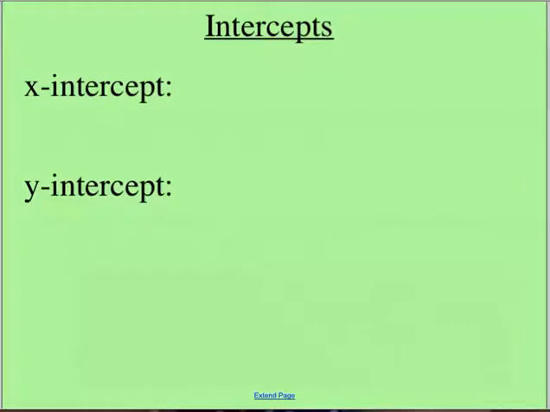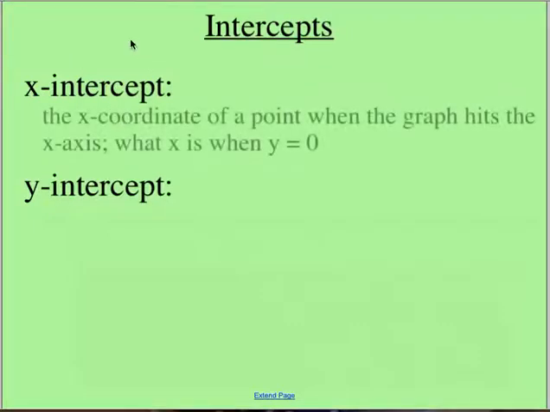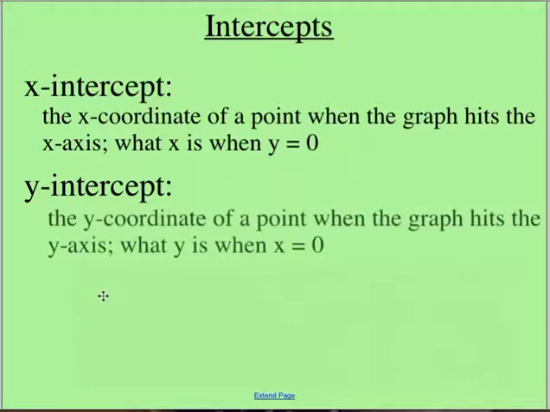The second target that this video is covering is regarding x and y intercepts. An x-intercept is the x-coordinate of a point when the graph hits the x-axis. Also, it's just what x is when your y value is 0. The y-intercept is the y-coordinate of a point when the graph hits the y-axis, or it's just what your y is when your x value is 0.